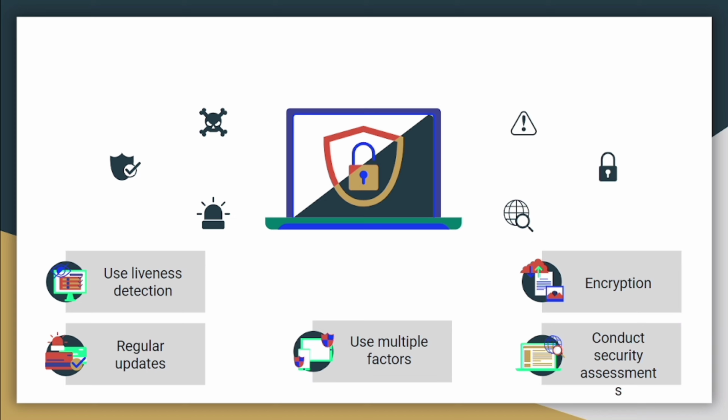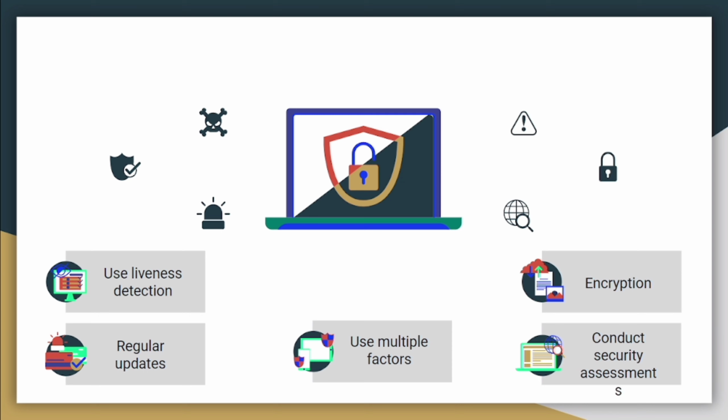The third question is, in what ways can biometric authentication methods be vulnerable to attacks such as spoofing or replay attacks, and what measures can be taken to mitigate these risks? The answer is, biometric authentication methods such as fingerprint scanners or facial recognition systems can be vulnerable to various types of attacks, including spoofing and replay attacks. Spoofing attacks involve using fake biometric data to trick the authentication system into granting access, while replay attacks involve recording and replaying previously used biometric data to bypass authentication.